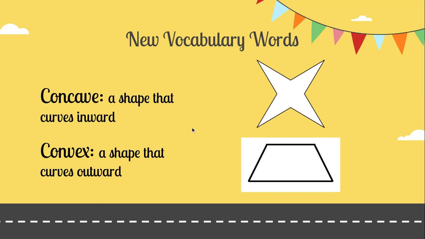The next word is convex, and it's the opposite. It just means a shape that curves outwards. Most of the quadrilaterals that you guys are used to seeing, squares, rectangles, trapezoids, rhombuses, these are convex shapes. As a matter of fact, most shapes you guys are used to seeing, not even quadrilaterals, but most shapes in general, are convex. It just means that nothing's going inside of the shape. All the angles are moving outward.